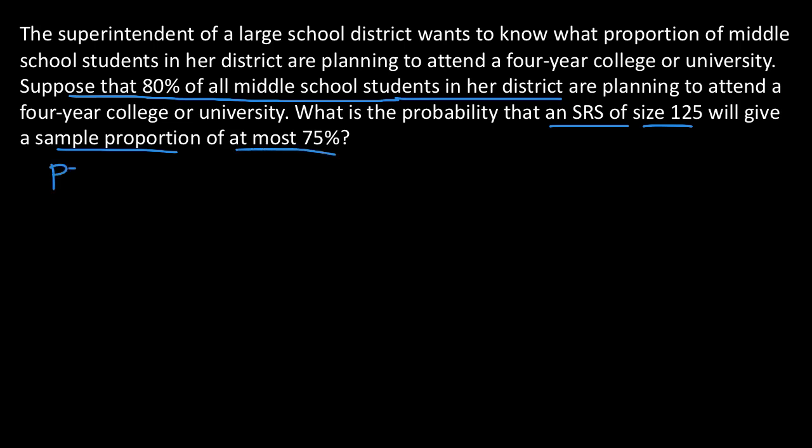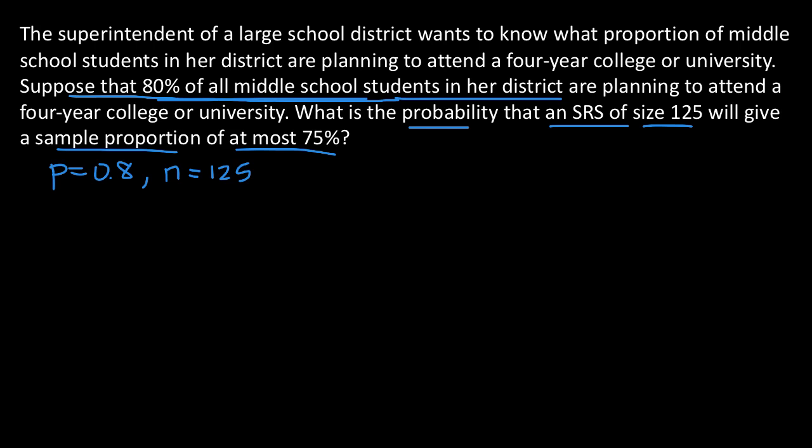So the p, the true proportion for all middle school students, is 0.8. So I'm going to write that down first. Before we can figure out the probability that we take a sample of size 125, and actually I'll write that down too, our sample size n is 125. We want to find the probability that we take a sample and it is at most, or another way of saying that is no more than 75%.